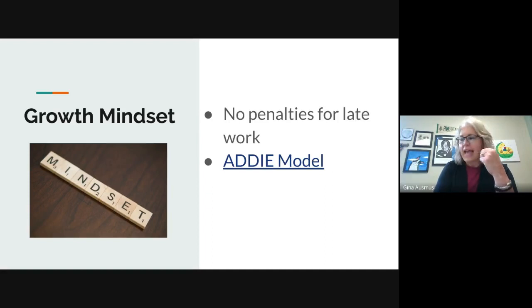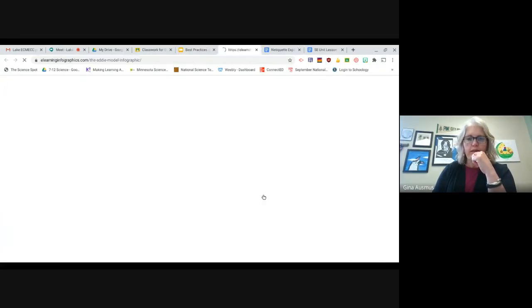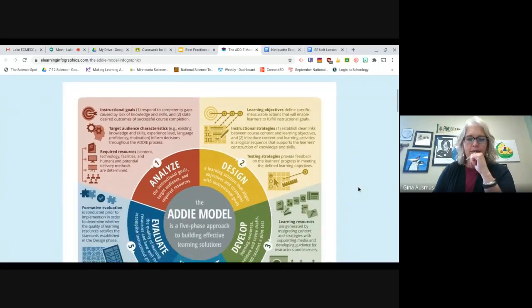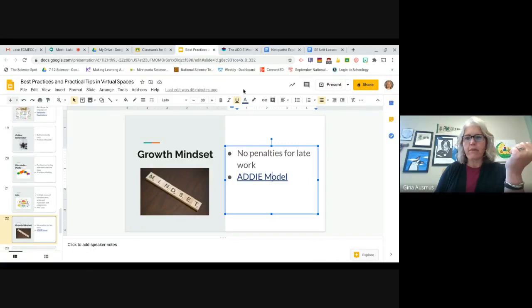And also there is a thing called the ADDIE model. Because our virtual spaces are never going to be perfect and we have to work on continually improving them. ADDIE stands for Analyze, Design, Development, Implementation, and Evaluation. And this is just a link, again, to an infographic on the model. So you're going to want to subject your class, your learning management system that you've built, to this five-phase approach, because that is showing a growth mindset as well as we build those out.